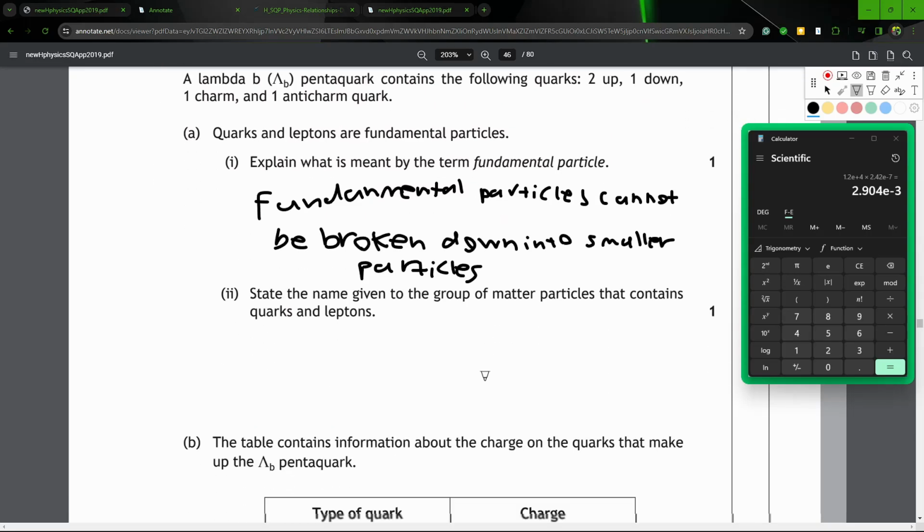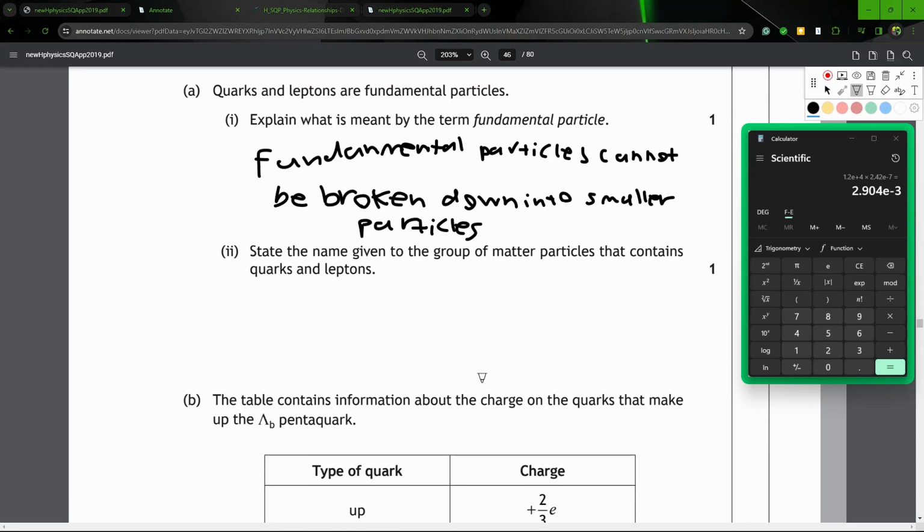And there we go. State the name given to the group of matter particles that contains quarks and leptons. So again, this is just going to be one of those you need to remember, but they're called fermions. Yeah, that's it. Matter particles are called fermions. Remember that. I'm afraid there's not much more than that.